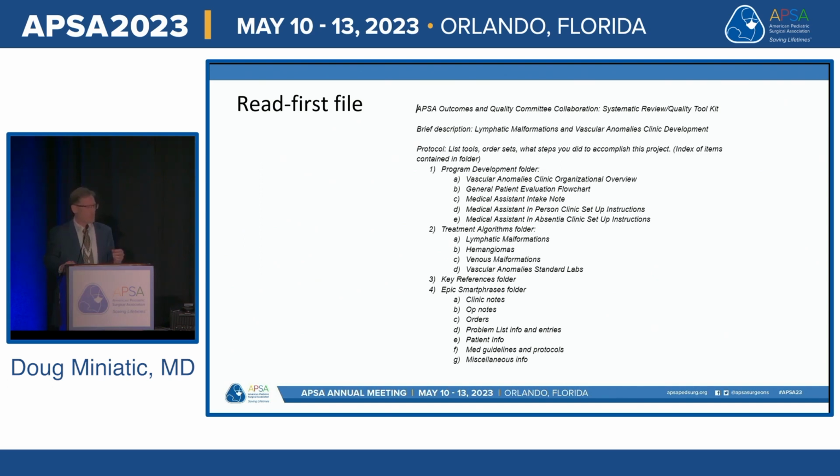And so you can see, maybe not see, that this description includes the different folders that you'll find in this toolkit broken down into program development, treatment algorithms, key references, and then a library of Epic smart phrases in all different areas that you can just plug and play into your own EHR.